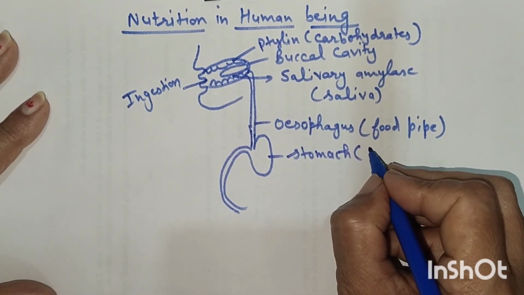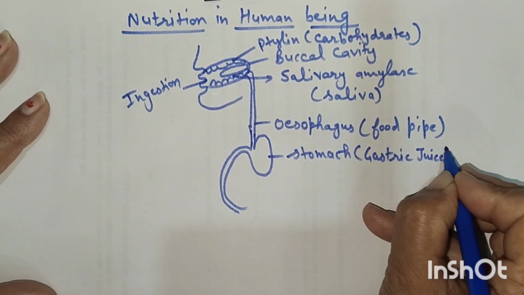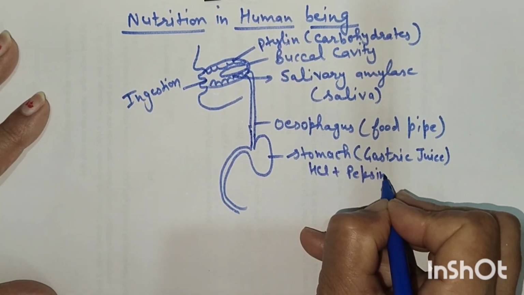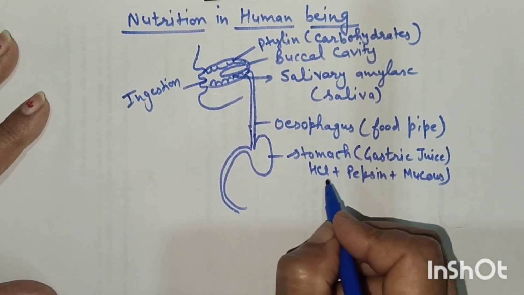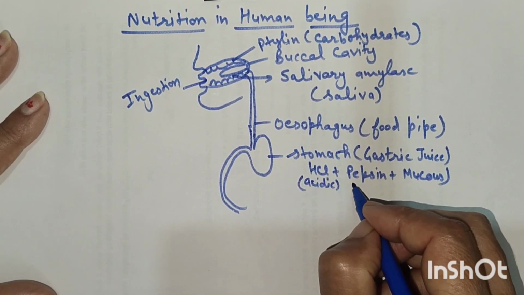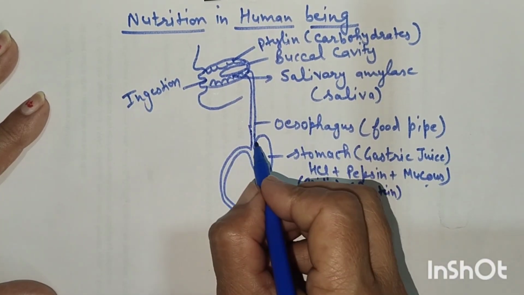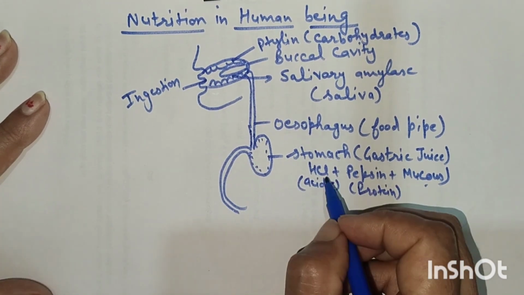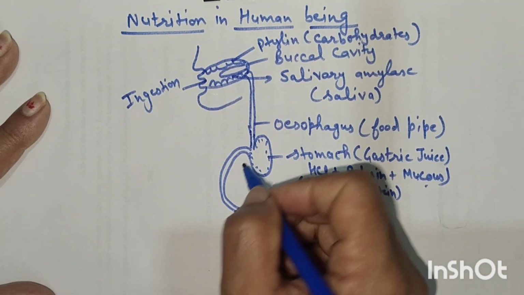This stomach has gastric glands and releases gastric juice. This gastric juice consists of HCl, pepsin and mucus. HCl makes the medium of the food acidic, pepsin helps in the digestion of protein, and mucus protects the inner wall of the stomach from the action of the acid. Now here the food is partially digested.